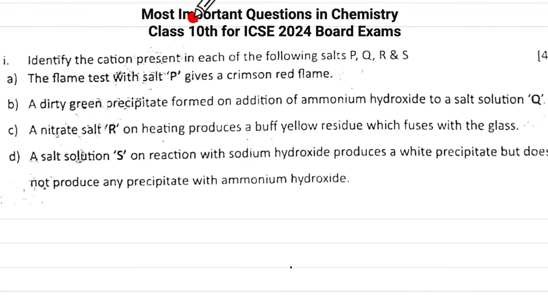Another most important question in chemistry class in the ICSE 2024 board examination is identify the cation. This is from analytical chemistry, where we talk about the tests with sodium hydroxide, ammonium hydroxide and the flame test. Now P, Q, R, S are four salts given. A says the flame test with salt P gives crimson red flame, and that is the test for calcium ion. So that is your calcium cation.